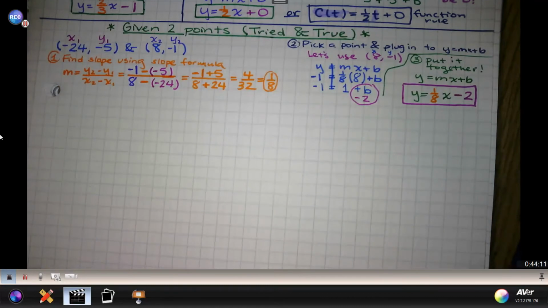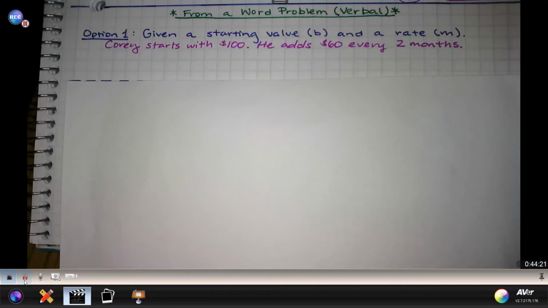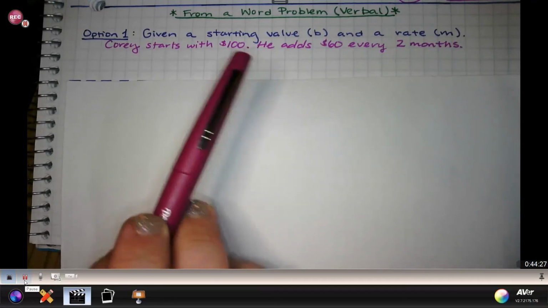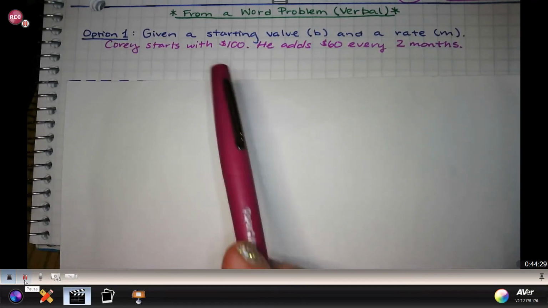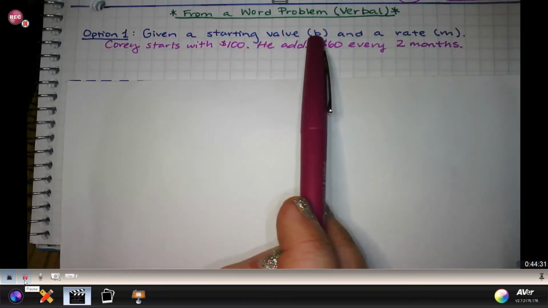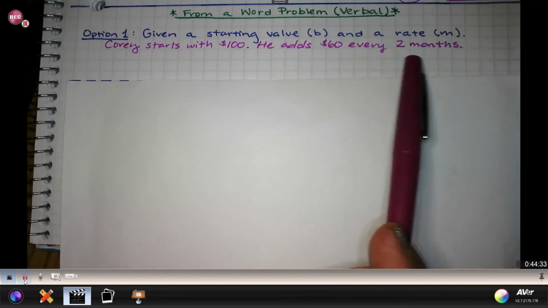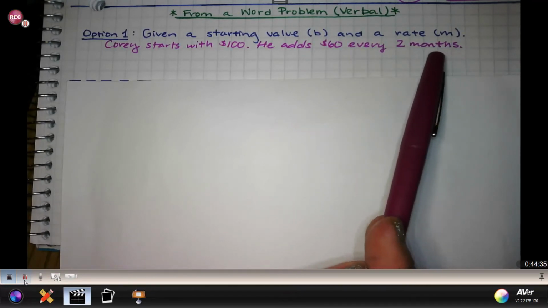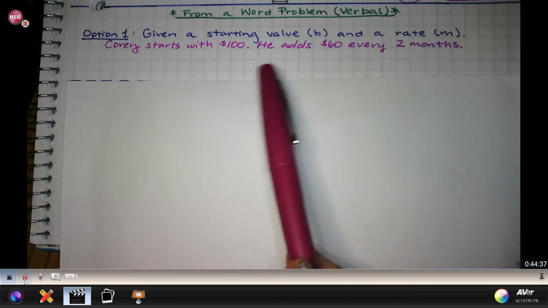The last one is verbal. The problem with verbal is that there's lots of different options. So let me get a second to set it up, and then I will show you. Okay, so now verbal, I have a couple different options because they can all be written in different ways. So the first one, option 1, is like the easiest one, and that's if they give you a starting value, or b, and a rate, m. Well, there you go. That's the slope and the intercept, so you'd be ready to go.